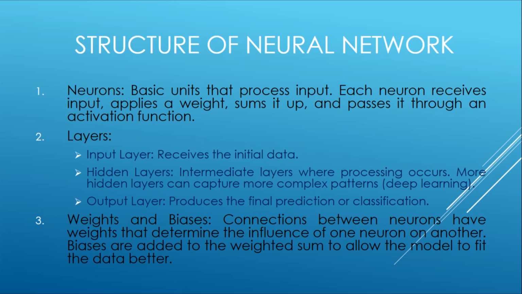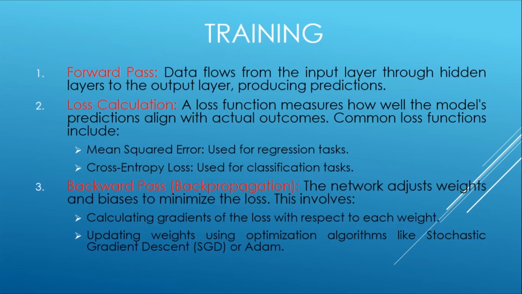3. Weights and biases. Connections between neurons have weights that determine the influence of one neuron on another. Biases are added to the weighted sum to allow the model to fit the data better. Training. 1. Forward pass. Data flows from the input layer through hidden layers to the output layer, producing predictions.